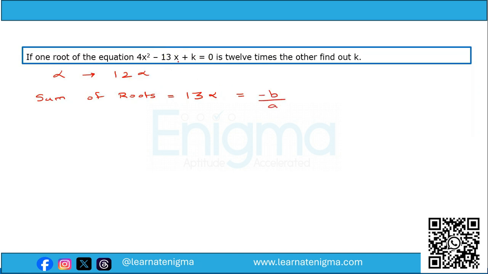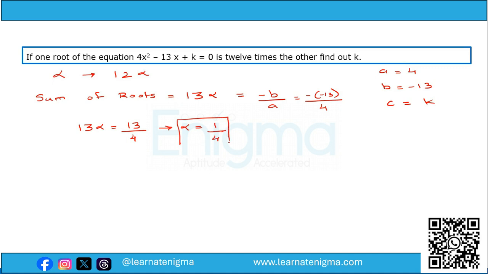Now, if we compare the given quadratic equation with the standard form, we get a is equal to 4, b is equal to −13, and c is equal to k. So if we substitute −13 in the formula, we will have here −(−13) upon 4. So we have 13 alpha is equal to 13 upon 4. So therefore, we get alpha is equal to 1 upon 4.